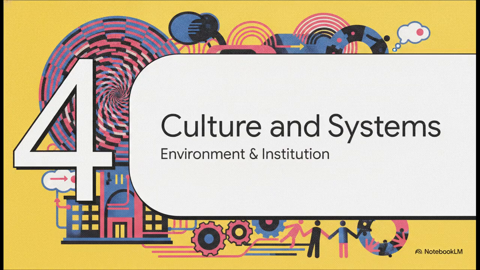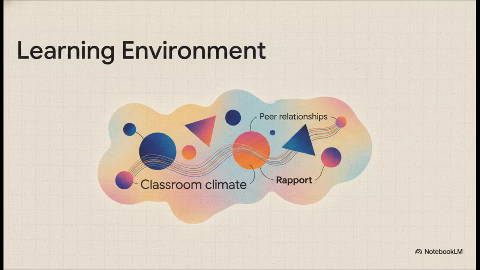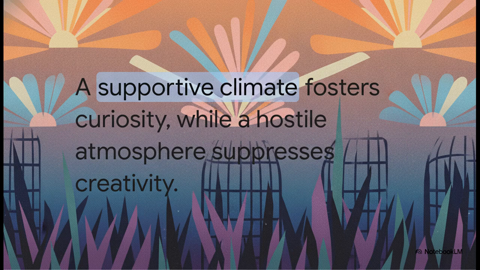Moving on to Section 4, Culture and Systems. We're zooming out one final time to the macro level, the invisible forces and overarching structures that actually house our classroom. Our fifth side of the shape is the learning environment. Now, this isn't about the physical desks. It's about the invisible relationships floating around in the room. We're talking about the classroom climate, peer relationships, and teacher-student rapport. These elements combine to form a really specific atmosphere. And that atmosphere has immense power.